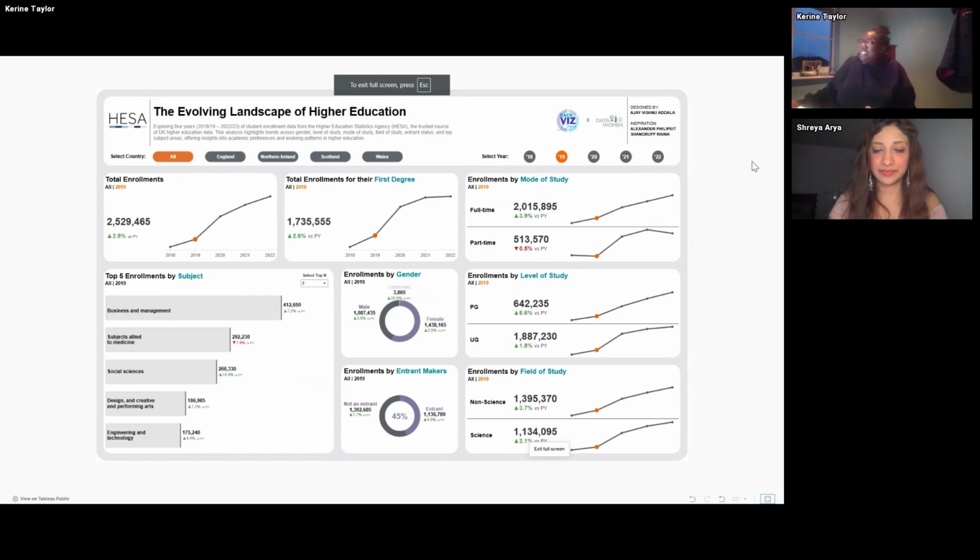So this is the evolving landscape of higher education. This one I liked. This one is more of a traditional business dashboard where you're able to explore and you can choose between. Oh, sorry.